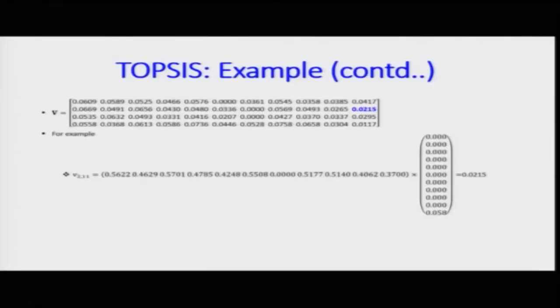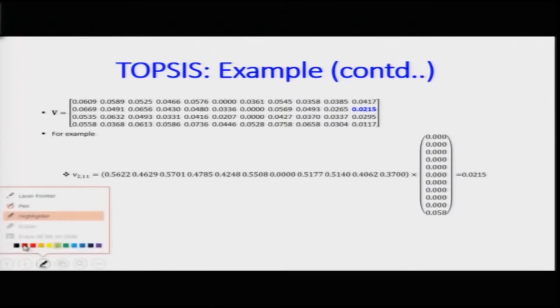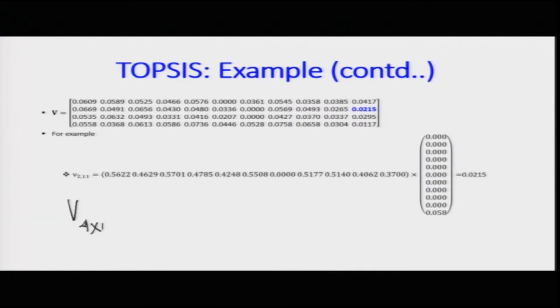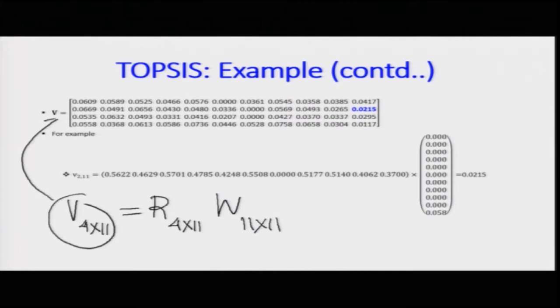Once I multiply them, this was not possible in one slide, so I have given the actual value of V. If you remember, V was basically 4 cross 11, calculated from R, which is 4 cross 11, into W, which was 11 cross 11. So, the value of V is given here.